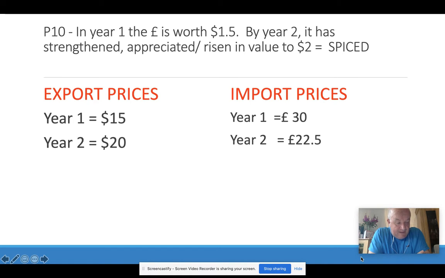Okay. However, in the import situation, where we've got our import price of a US good priced at $45, in year 1 that would cost us £30. But in year 2, because of this increased appreciation in the value of the pound, that has fallen to £22.50.